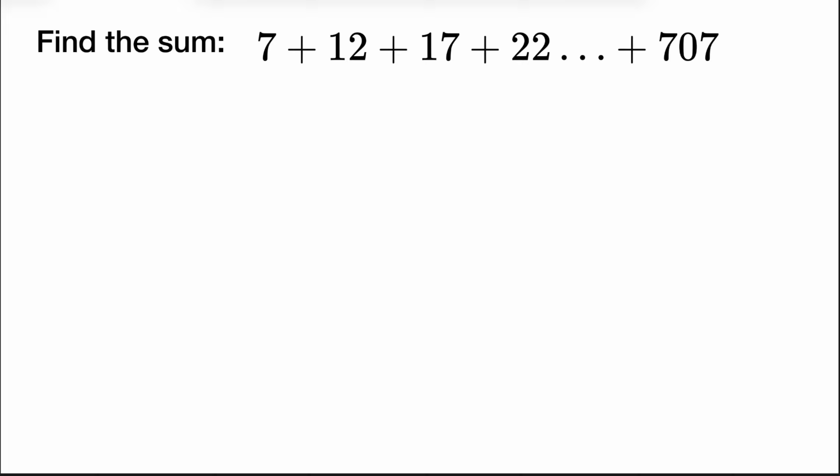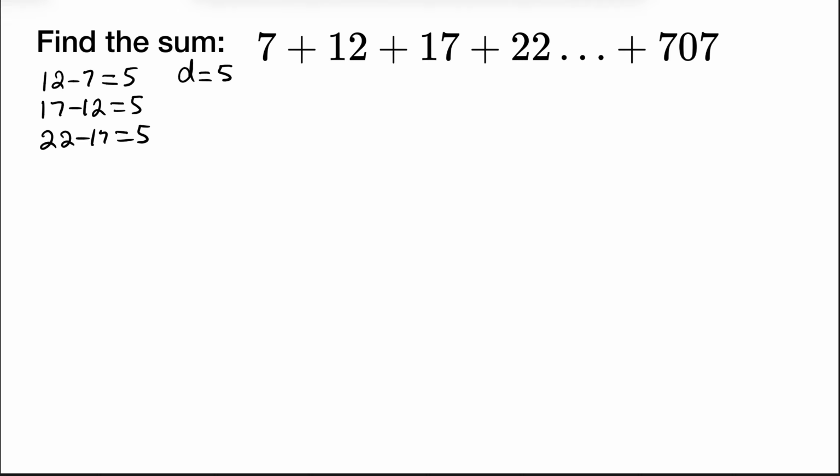So we know that 12 minus 7 equals 5. 17 minus 12 equals 5. 22 minus 17 equals 5, right? So that means d equals 5. Now each term increases by 5, so that means this is an arithmetic sequence. And since we are adding all the terms, this is an arithmetic series.